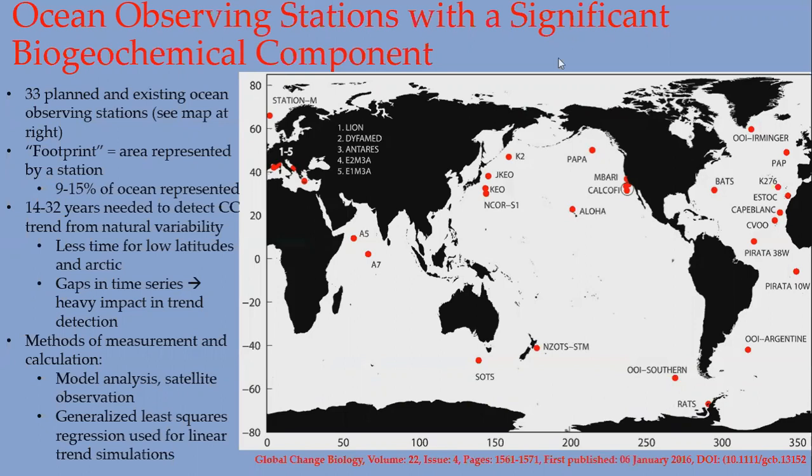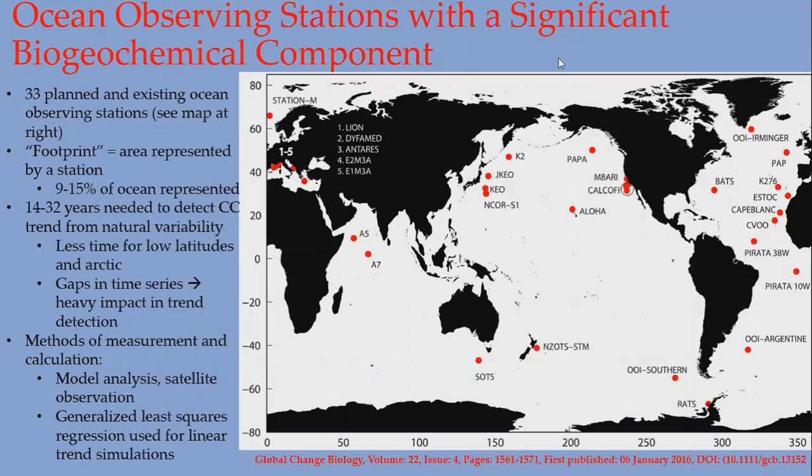And another thing that's important is that about 14 to 32 years on average are needed to detect climate change trends from changes that would just be due to natural variability, which would be conditions like the El Nino Southern Oscillation or the North Atlantic Oscillation. One thing to note also is that less time typically is needed for trends in the low latitudes and the Arctic regions.